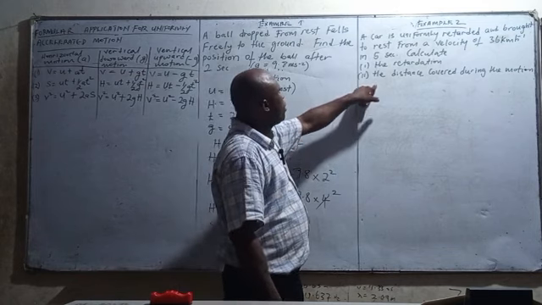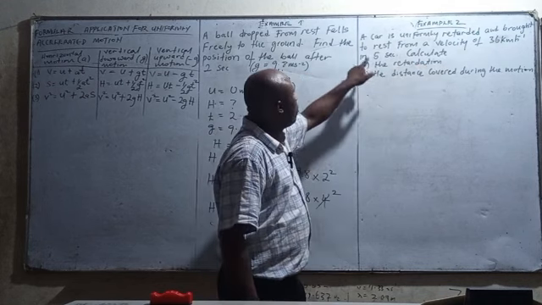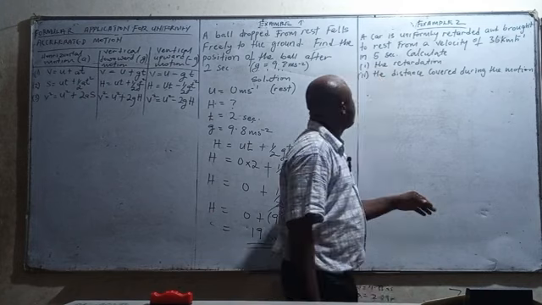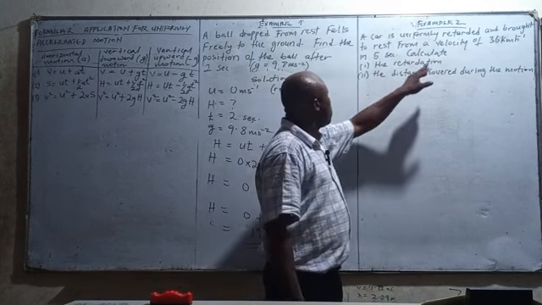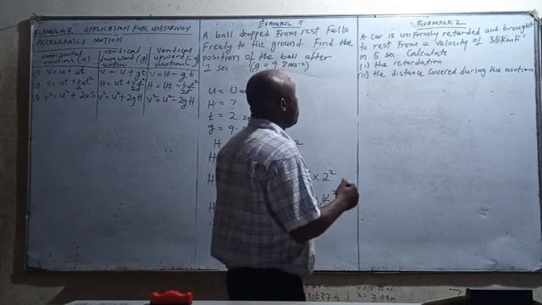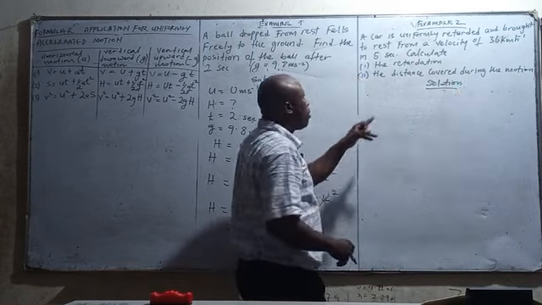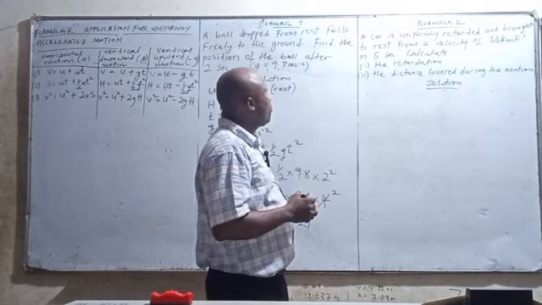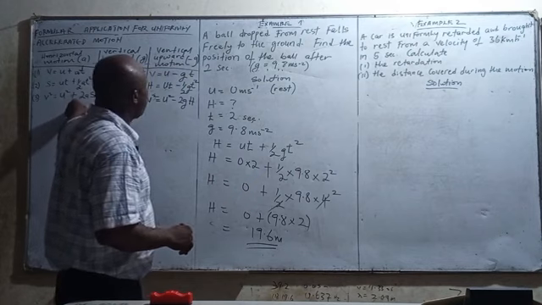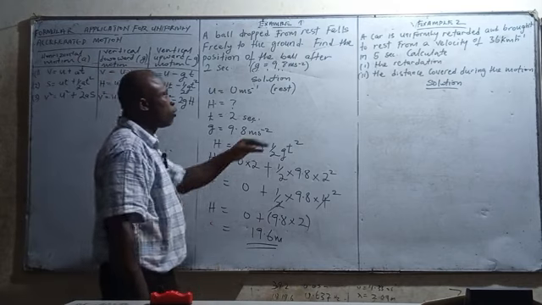In our example 2, we are told that a car is uniformly retarded and brought to rest from a velocity of 36 km per hour in 5 seconds. We have to calculate 1, the retardation, 2, the distance covered during the motion. Again, in order for us to solve this problem, we have to identify what type of motion. A car will usually move on a horizontal road. So this is not motion under gravity.